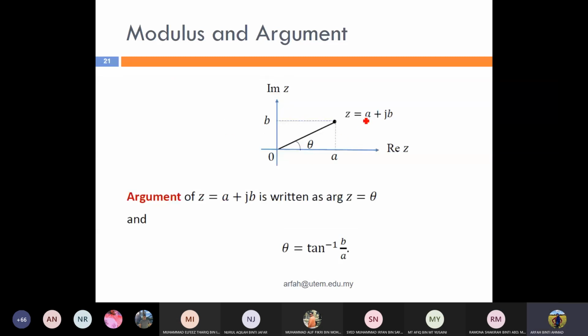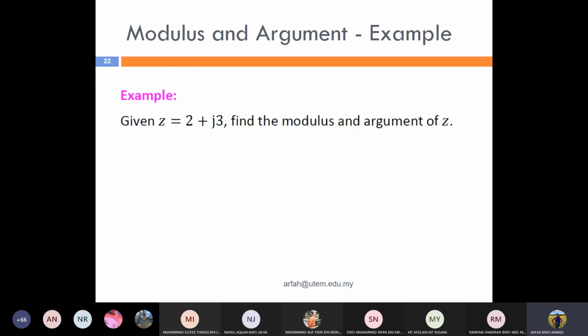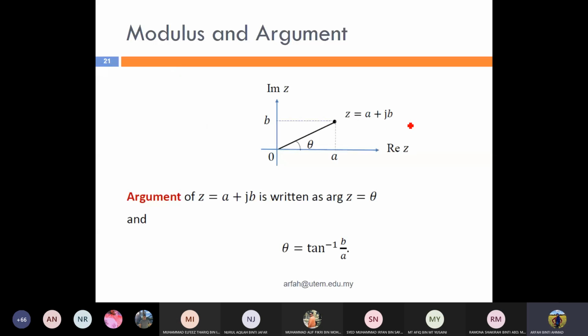Modulus bagi Z, let's say awak ada Z sama dengan A plus jB, argument, okay? Not modulus, it's argument. So if you have Z equal to A plus jB, argument of Z, written by arg of Z, dia akan sama dengan satu sudut theta. Yang mana theta ini mengambil nilai inverse tangent bagi B per A. So ini untuk case A berada dekat rantau yang first region.